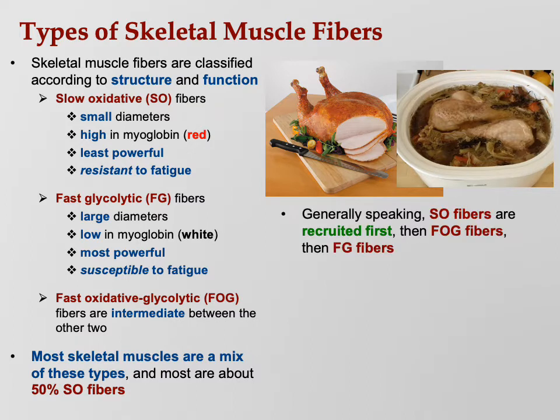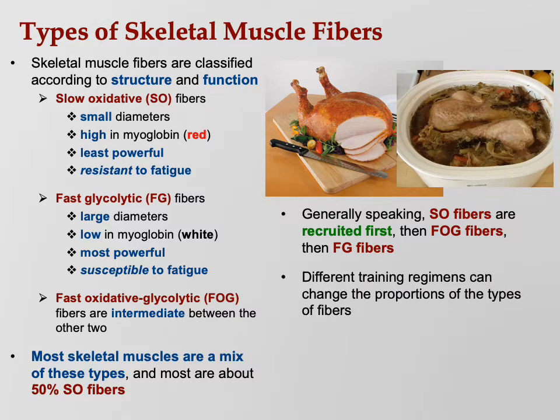So generally speaking, remember recruitment. You're going to recruit the SOs first. They're not very powerful, but they have endurance. If that won't do the trick, then go to the FOGs, then go to the FGs. Keep recruiting muscles that are more and more powerful to get the job done. And different training regimens can change the proportion of these types.